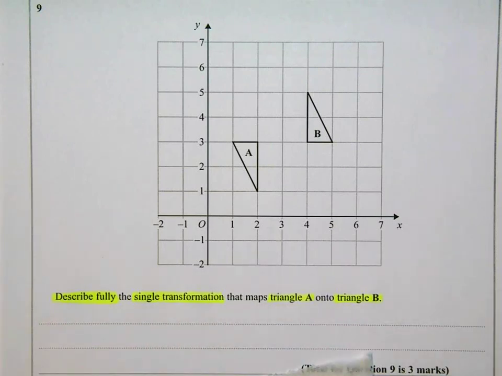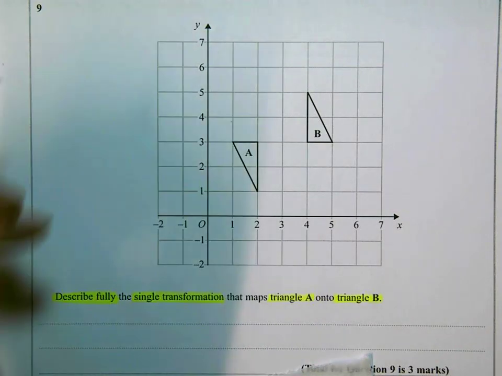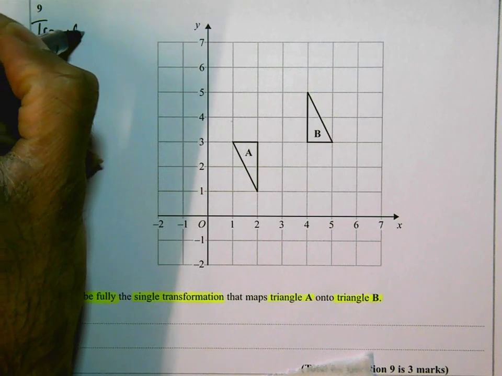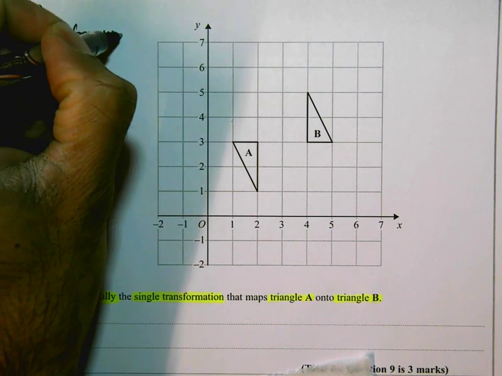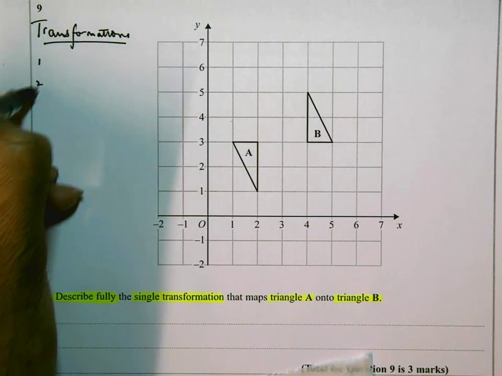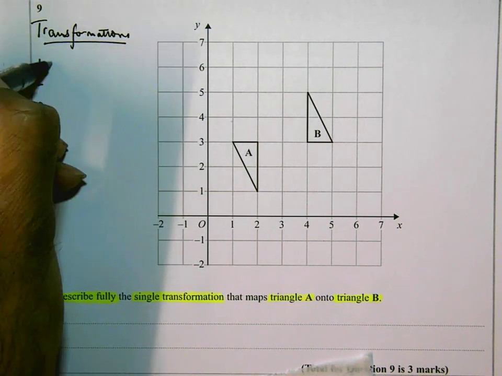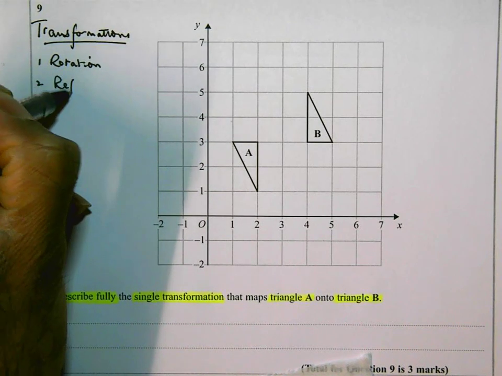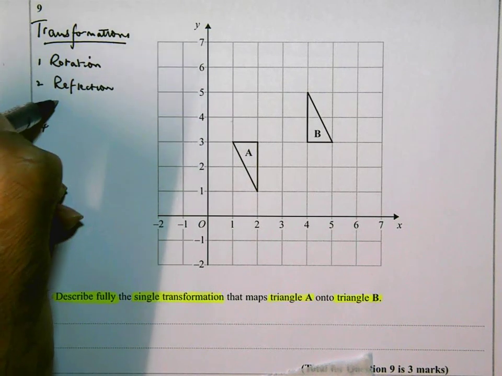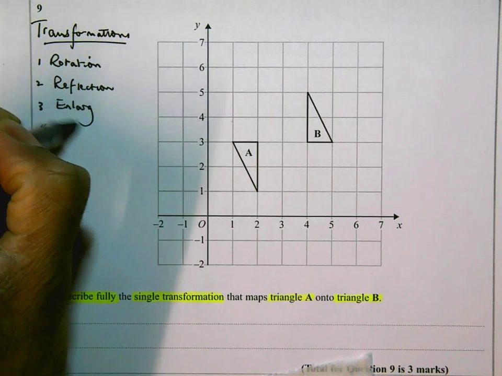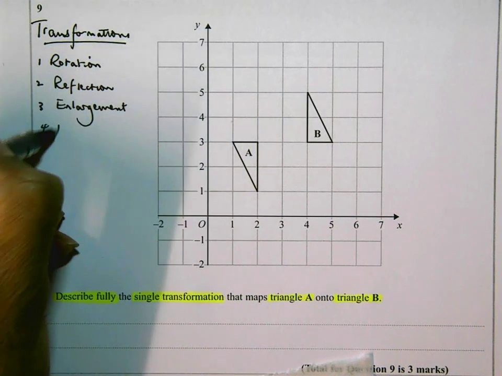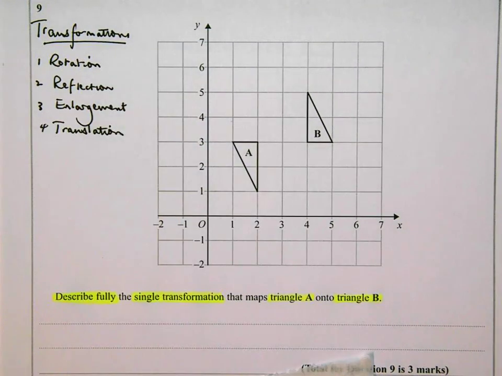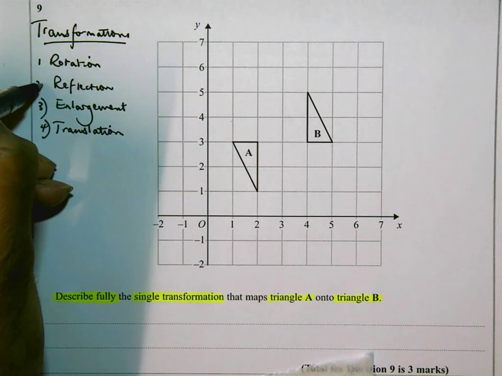Now, you should know the transformations. There are 4 of them. The 4 are rotation, reflection, enlargement, and translation. If you don't know what these mean, you need to go away and learn it. And you need to learn how you describe each one.